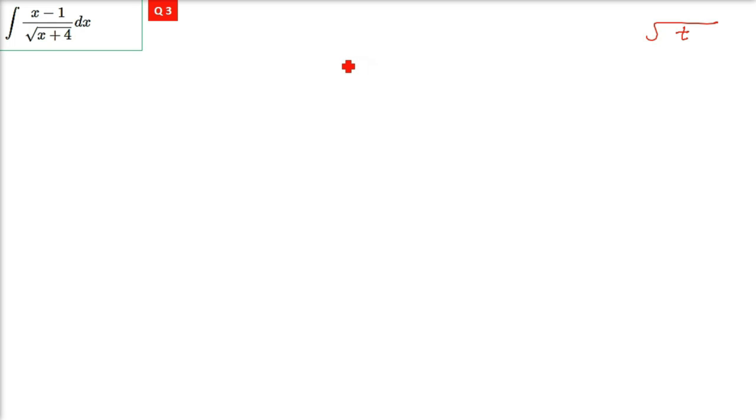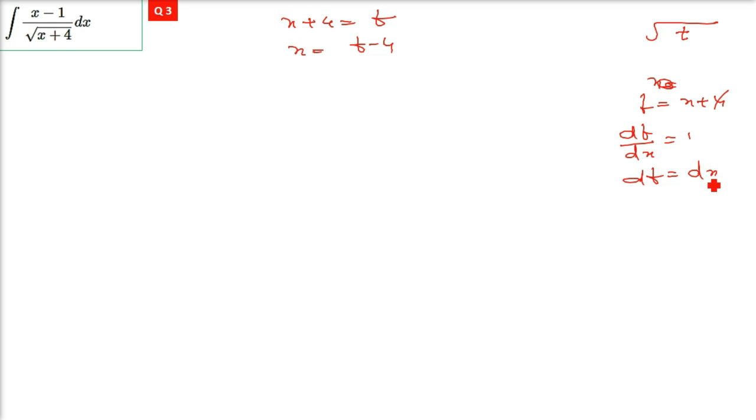I am pretty sure that you are going to write it by yourself. That I am going to show you later on also. We have x plus 4 equals t. Let us take it as x plus 4 equals t. x will be equal to t minus 4. So when we let x equals t minus 4, what do we get? When we differentiate it, dt by dx, we get nothing on the right hand side, only 1. So it's good that we get dt equals dx.